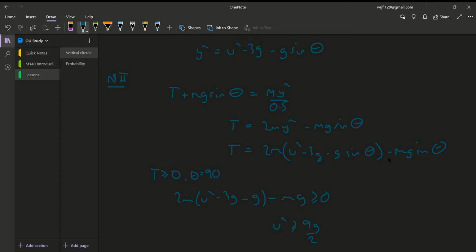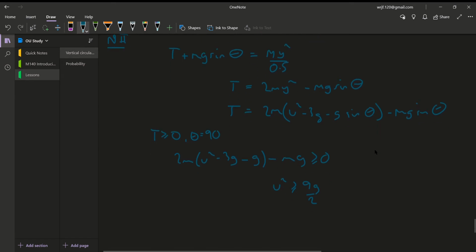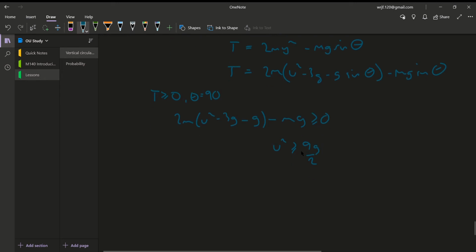We could have just gone straight to substituting 90 degrees somewhere further up in the answer. But in a moment in part B we'll see why it was a good idea to get this general angle case. We had got as far as establishing that, in order for it to make a complete small circle, u squared had to be greater than or equal to 9g over 2.